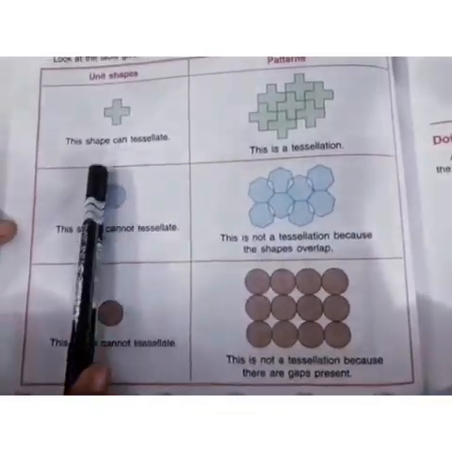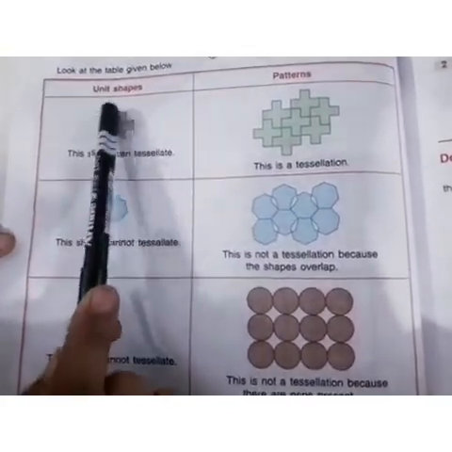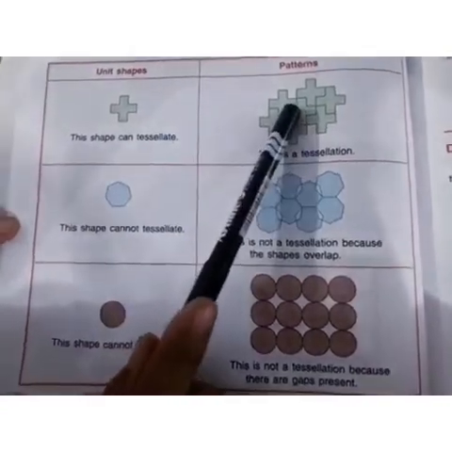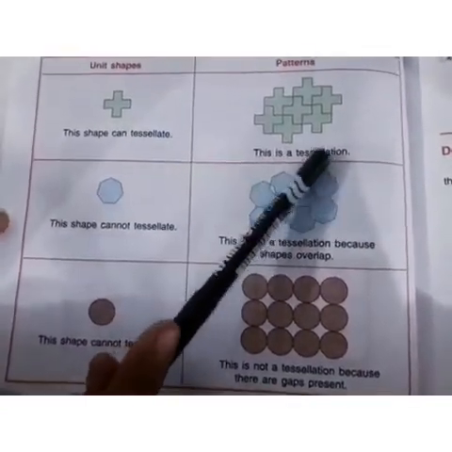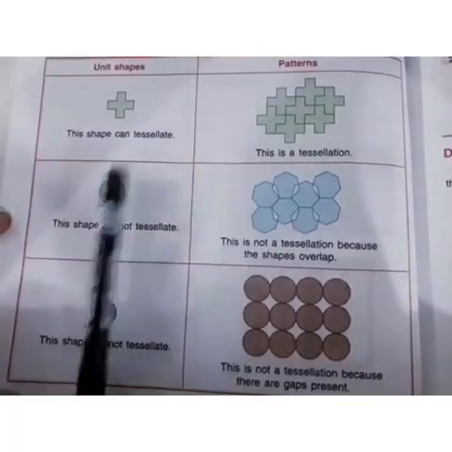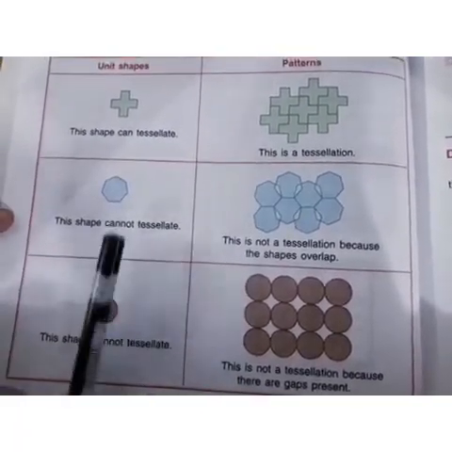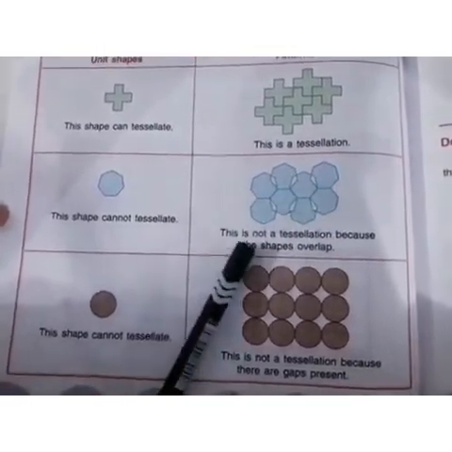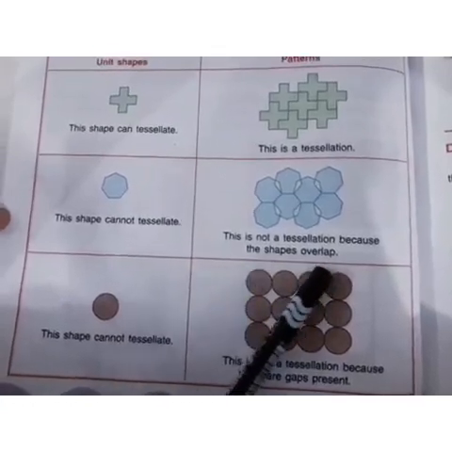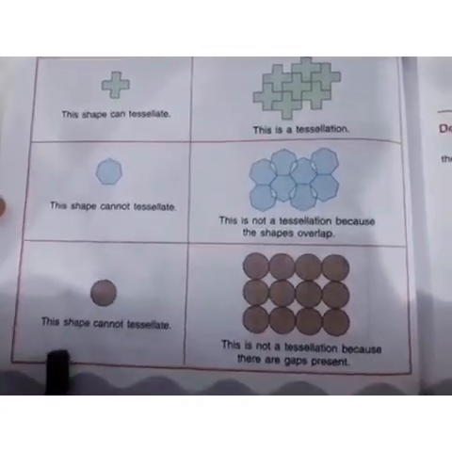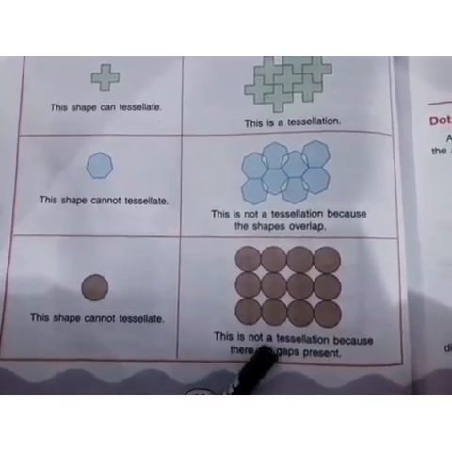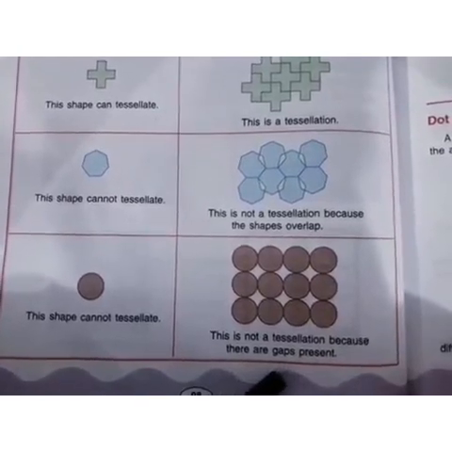When we make a tessellation, the same type of shape, the unit shape, will be repeated. Now look at the table given below. Unit shape means the single shape. The table shows which shapes can tessellate. Here in the patterns, this is a tessellation, so we can tessellate. Here this shape cannot tessellate, because it is already marked in yellow color. This is not a tessellation because the shapes overlap. Here this shape cannot tessellate. Circle also cannot tessellate. This is not a tessellation because there are gaps present.